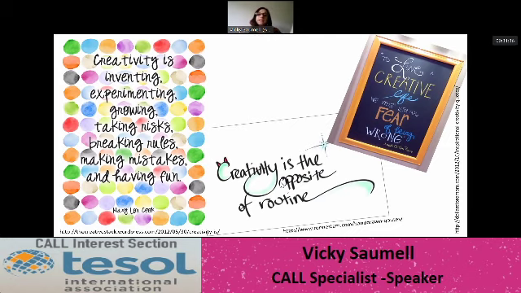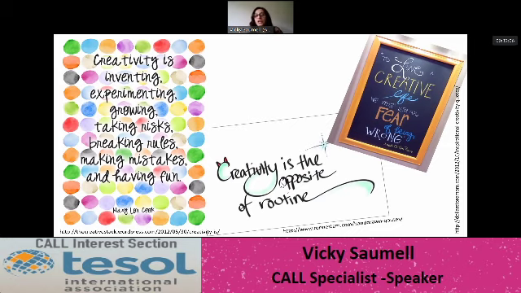And if you have a look at the poster on the left, there are lots of things there that are interesting. It's inventing, experimenting, growing, taking risks, breaking rules, making mistakes, and having fun. So anything that you do in your classroom as a teacher that promotes these actions from students will help to create the right atmosphere for creativity to arise.